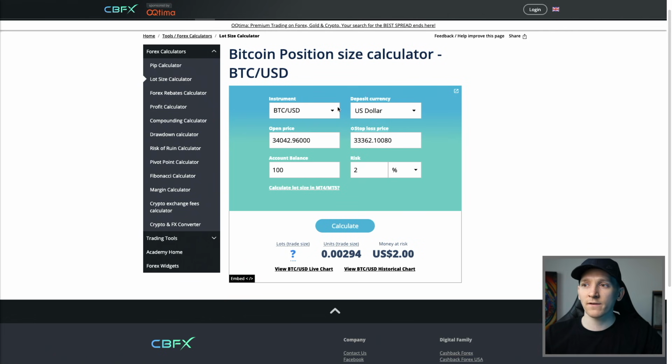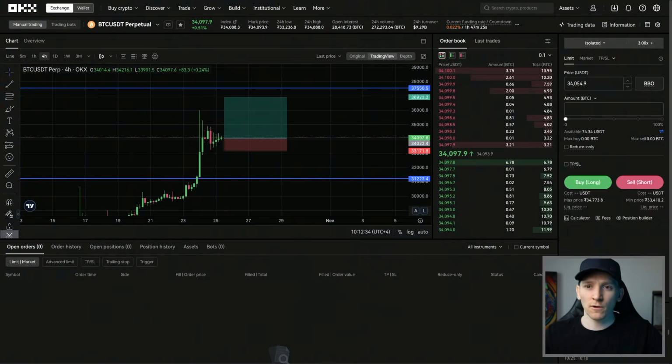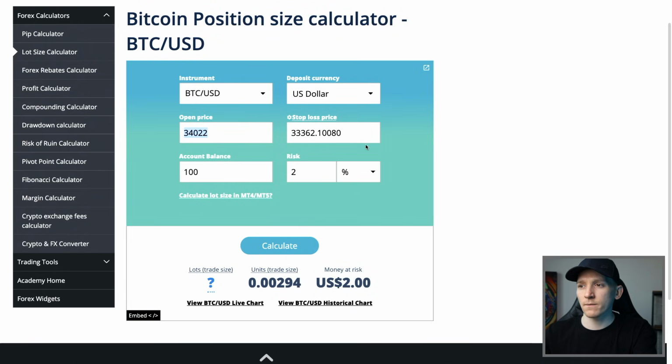So go to the trade size calculator. We are investing in Bitcoin US dollar. So the open price we know is 34,022. And we have the stop loss price. This is the most important thing because it shows us how much we're risking in the trade. That is the red one here, 33,171. So now we have an open price and a stop loss price.